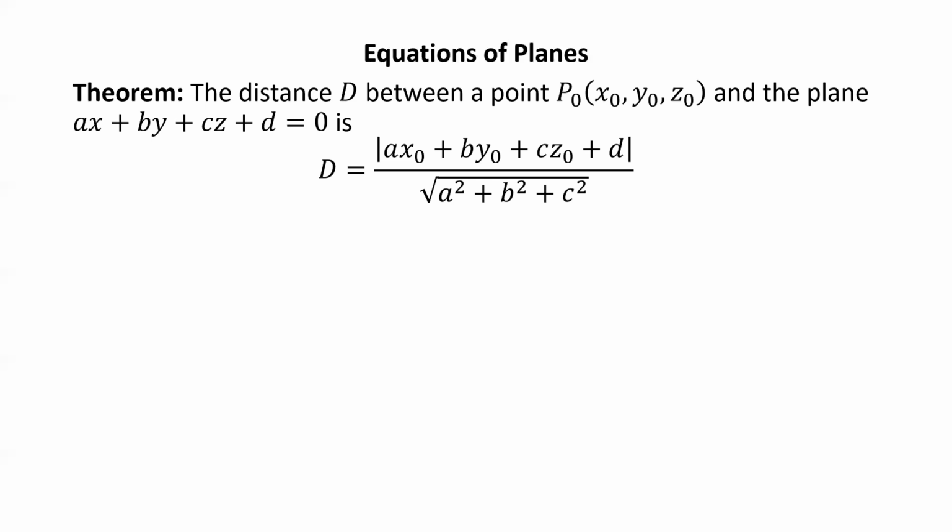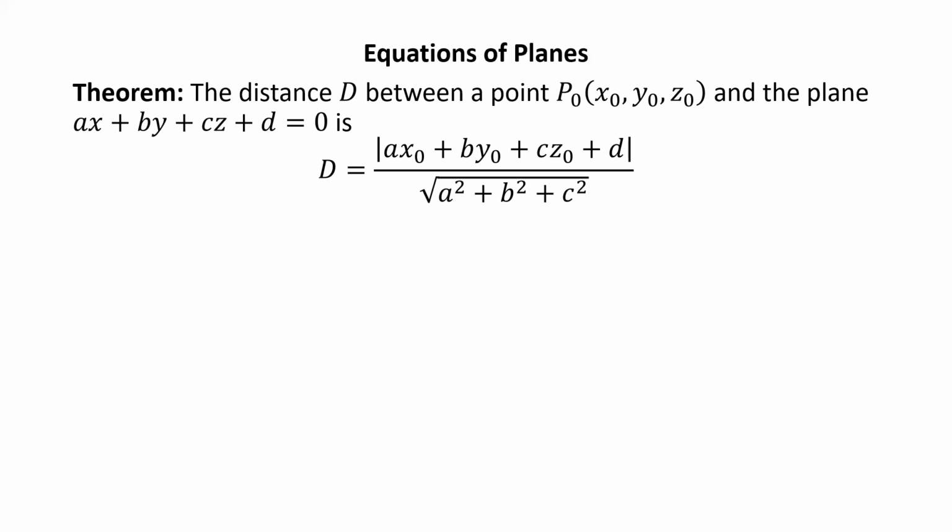Now, this formula looks complicated upon first glance, but the idea is pretty simple. You can simply plug the given point in for x, y, and z into the equation of the plane, take the absolute value, and divide by the length of the normal vector defining the plane. So conceptually, it's not too hard to remember how to actually do this. Now, I'm going to give a derivation for this formula next.